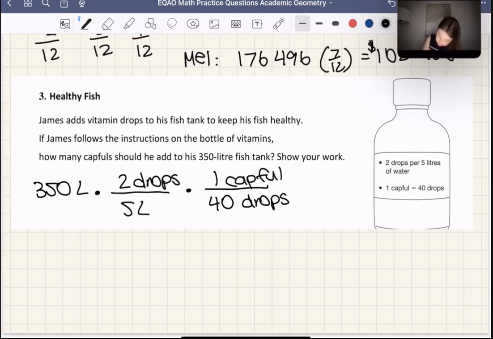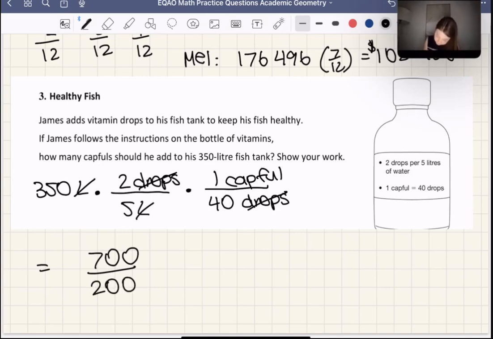So by solving this equation here, we're able to figure out how many capfuls is equal to 350 liters. Or in other words, how many capfuls are needed for 350 liters. So we're going to cancel out liters over liters, drops over drops, and we're just going to be left with capfuls, which is exactly what we want. So let's do that. On the top, we have 350 times 2 times 1, which is just going to give us 700. On the bottom, we have 5 times 40, which is 200.